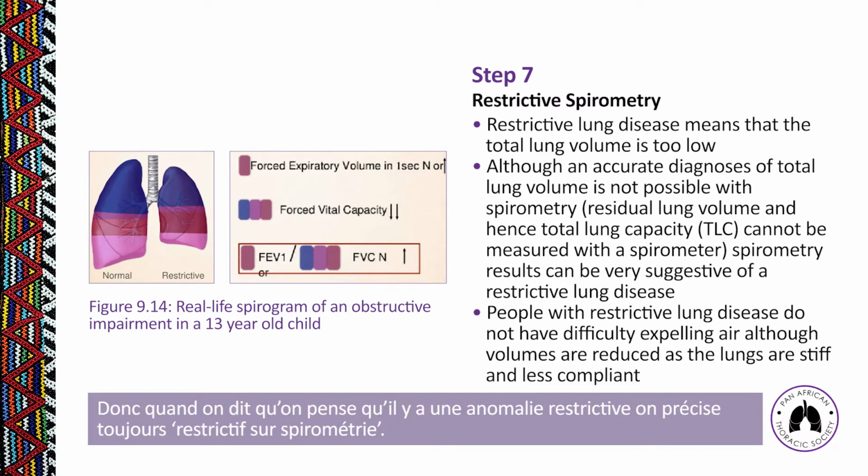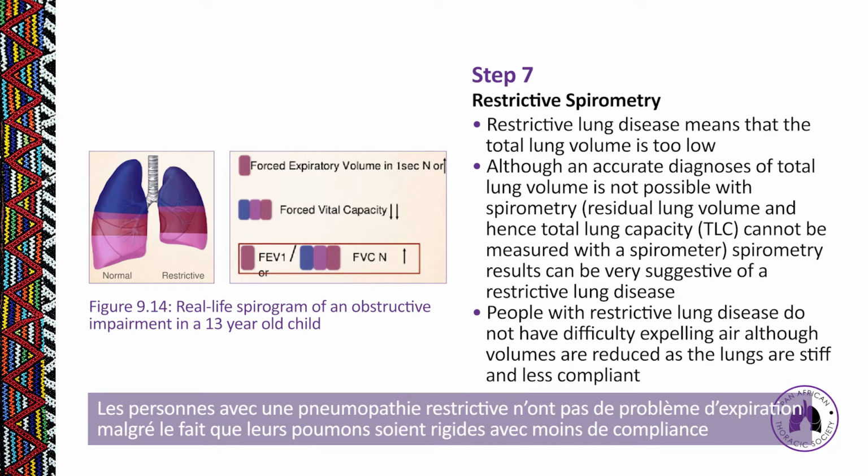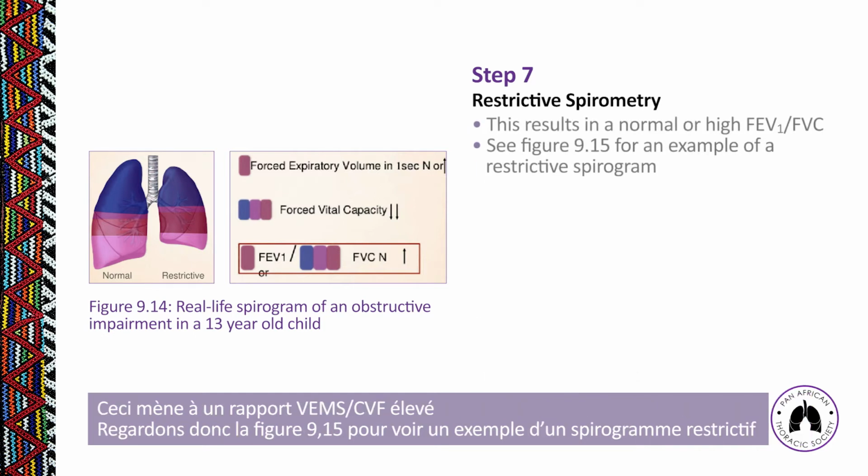So when we say we think there's a restrictive impairment, we always say restrictive on spirometry, meaning that we haven't confirmed that possible restrictive impairment until we can measure the total lung capacity and residual volume. People with restrictive lung disease do not have difficulty expelling the air, although the volumes are reduced as the lungs are stiff and less compliant. This results in a high FEV1 to FVC ratio.